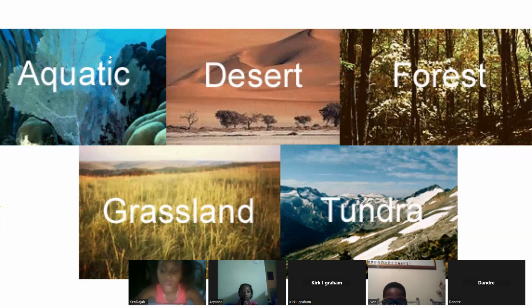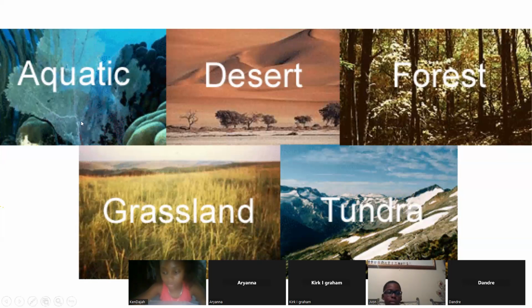When we look at the aquatic biome, how would you describe the aquatic biome? It has plenty of fishes and it has coral reef. Very good. So animals who live in the aquatic biome, you think they need to be able to breathe underwater? Yes, sir. That's why they have gills. Very good.